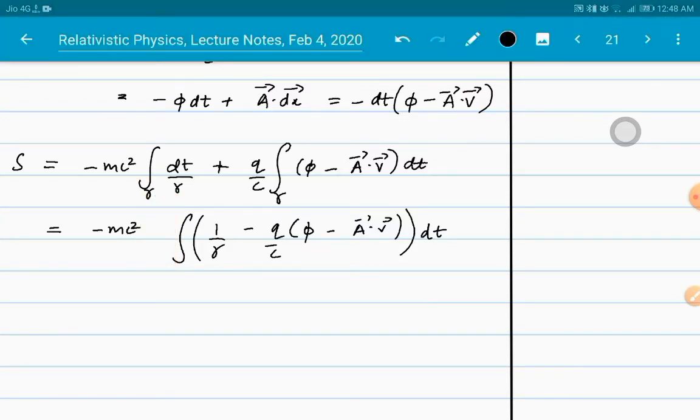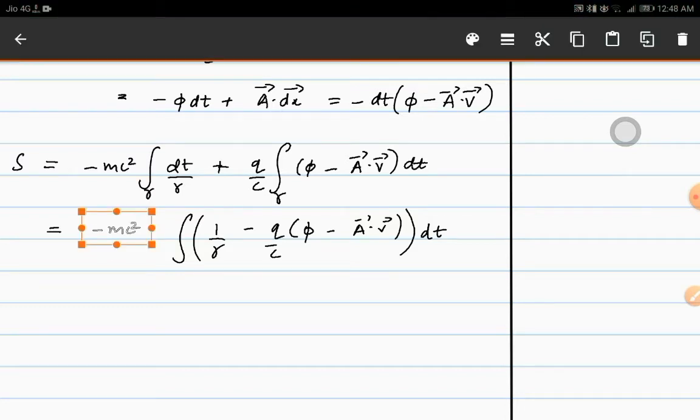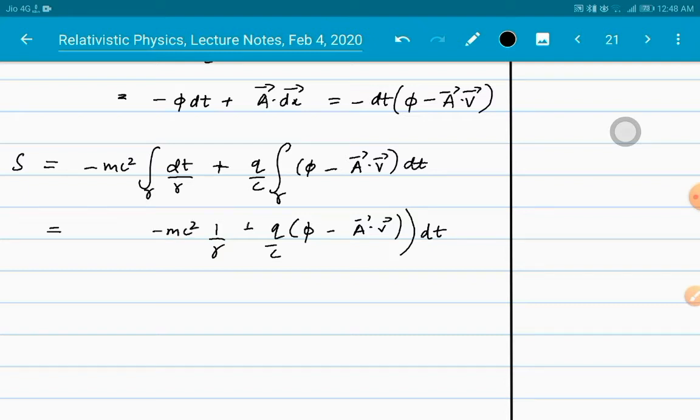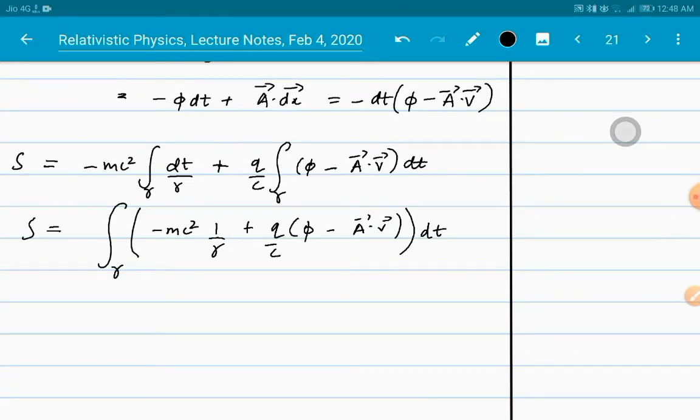So small typo here, so this should be corrected, and so this is the final form of the action.